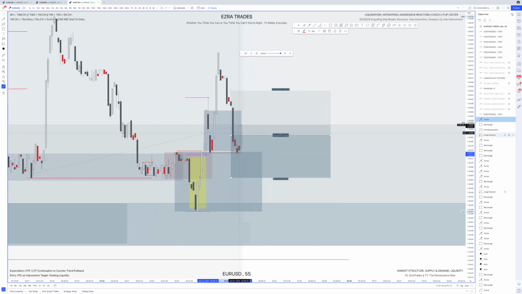Now here's what we saw. 15-second and 5-second structure was bullish, right? We just swept liquidity, and here we just shifted bullish. So if I wanted to be extra aggressive or waiting, I could even say maybe I would take an entry here again, right? Maybe.